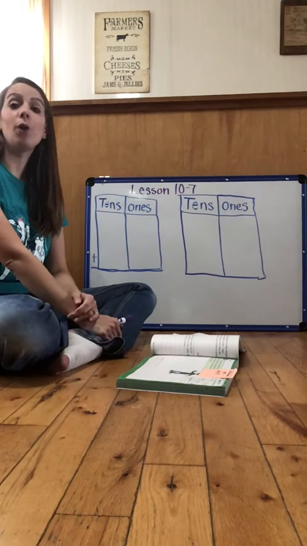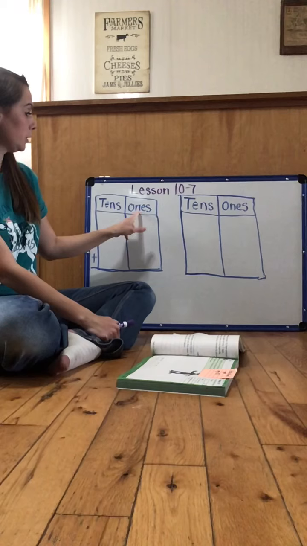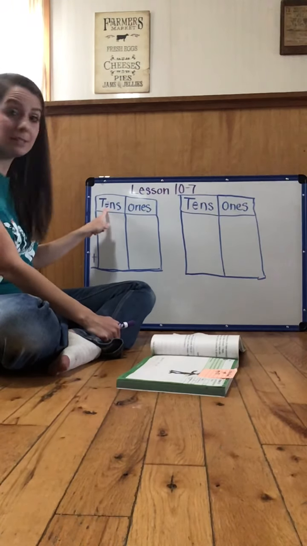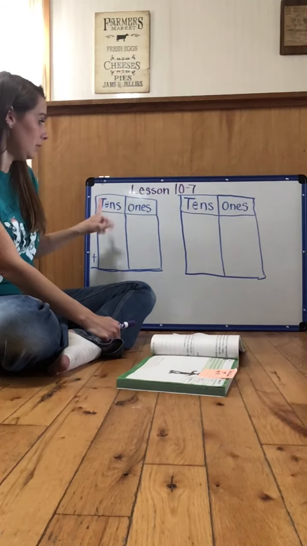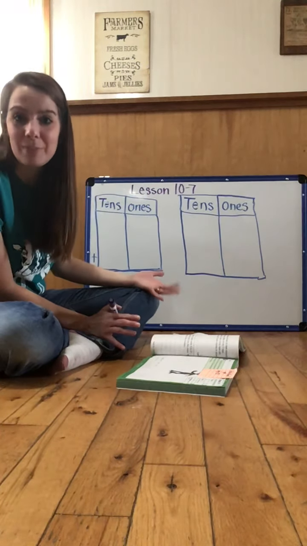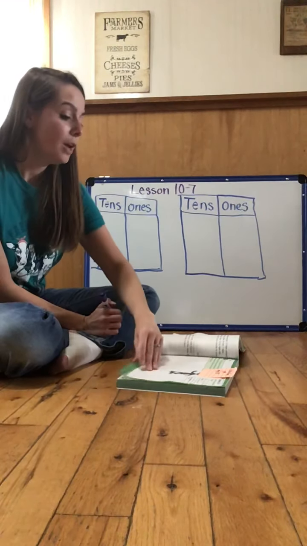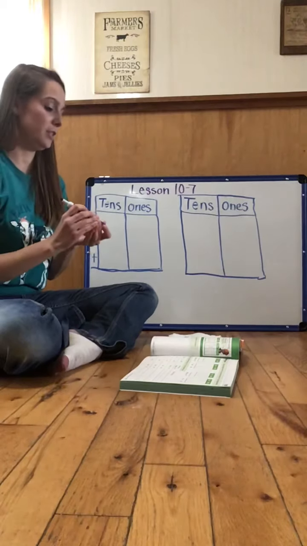I hope you all remember how when we have a number, this is the ones place and this is the tens place. Or maybe you've heard the ones digit or the tens digit. Digit and place value mean the same thing. So we're going to look at this problem first today.